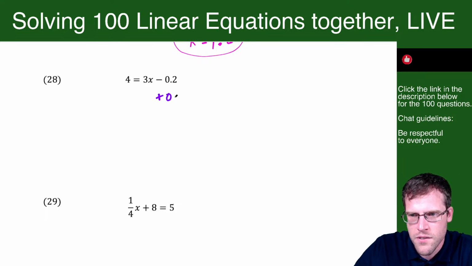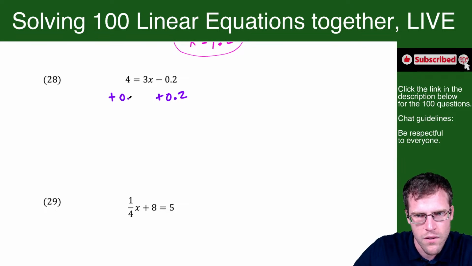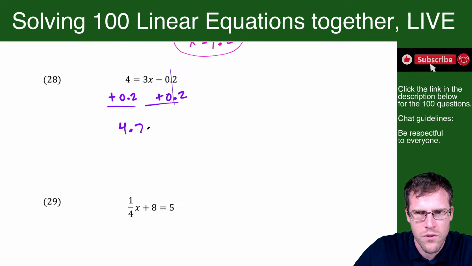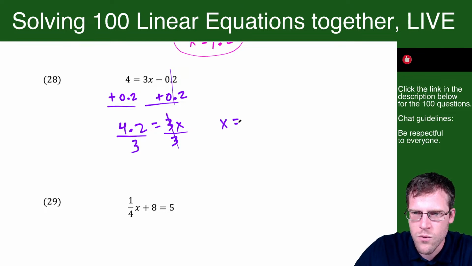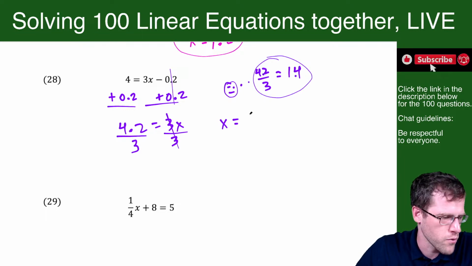So plus 0.2 on both sides to get rid of that minus 0.2. Now this part here is going to cancel. 4 plus 0.2 is 4.2 equals 3x. Now divide both sides by 3. X equals, this reminds me, 42 divided by 3 is 14. So put a decimal here, and you put a decimal here, so it's 1.4.